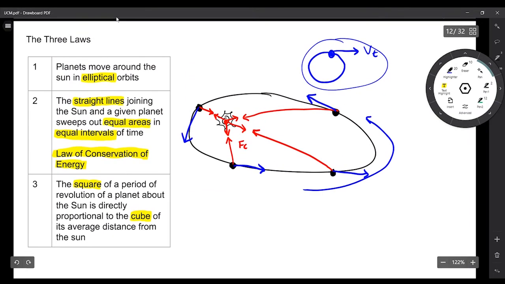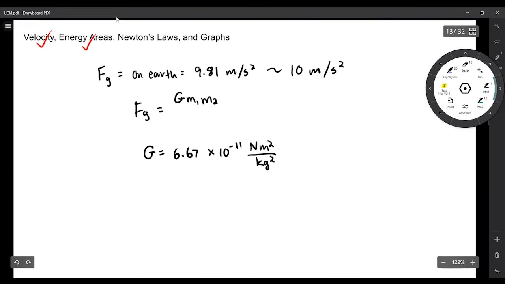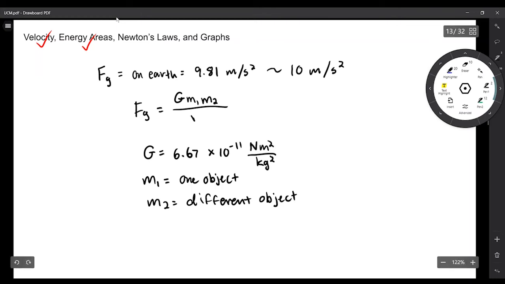Here we saw the example of planet and sun. It could be between two different planets. So M1 equals one object, of course the mass, M2 equals a different object. Over the radius squared. And hopefully, yes, again, we know what radius is. The force and the distance are related.